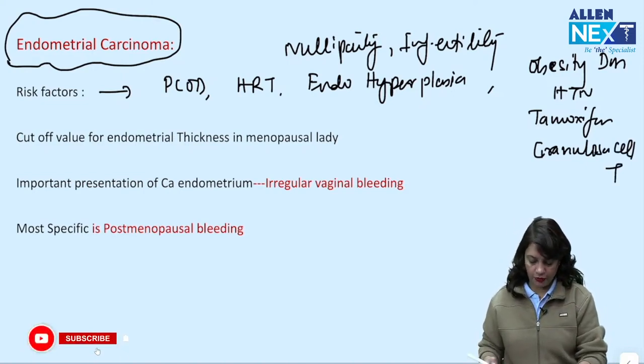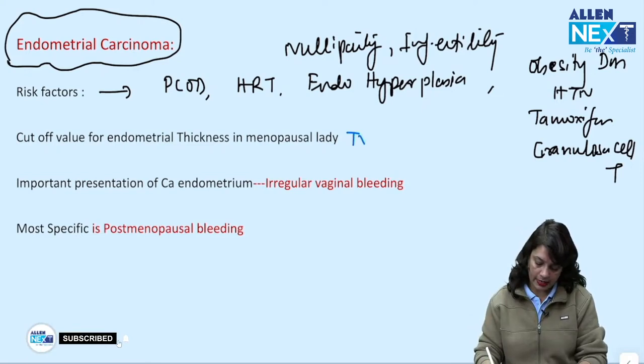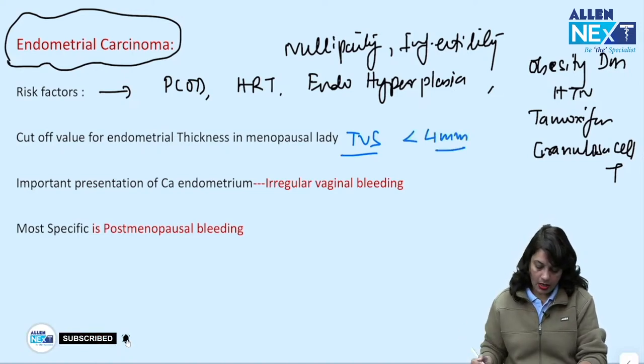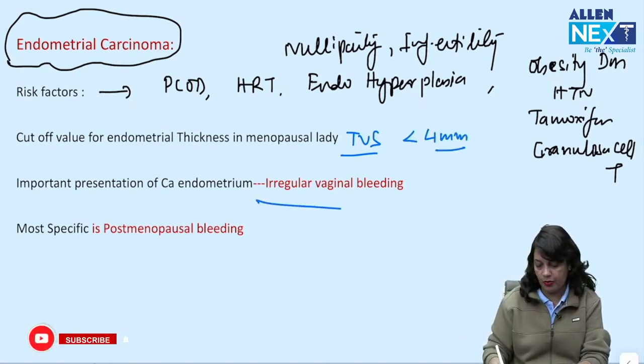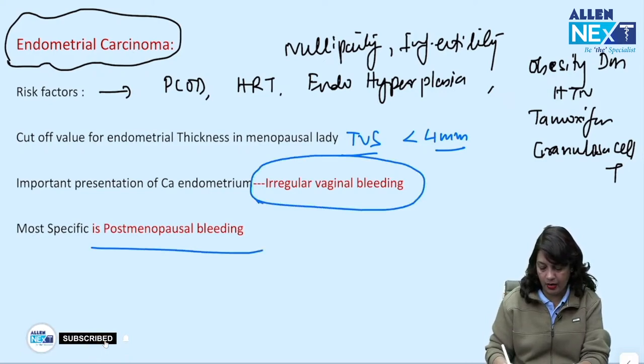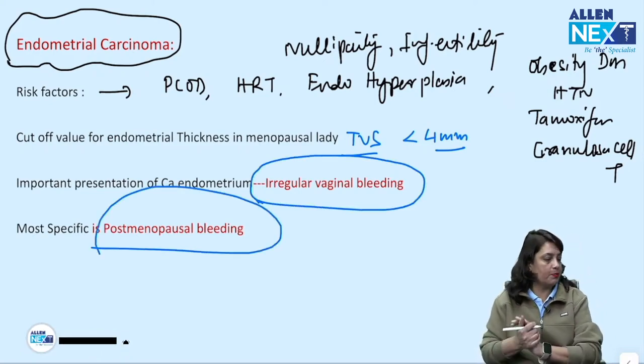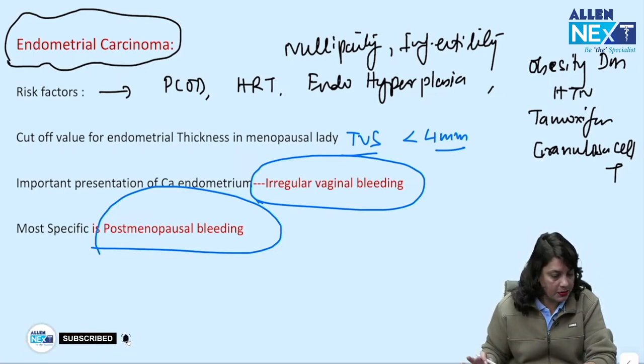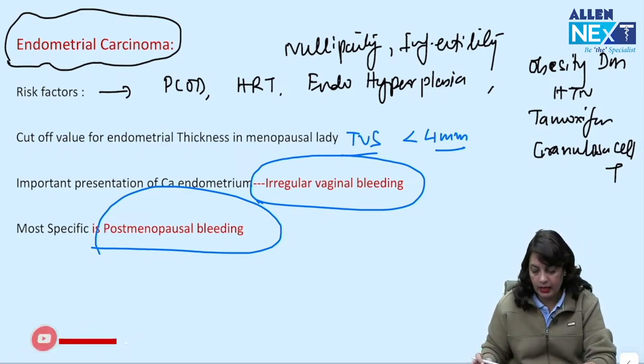What is the cutoff value for endometrial thickness in a menopausal lady? Endometrial thickness, you check it on transvaginal scan. It should be less than 4 mm. Important presentation of cancer endometrium is irregular vaginal bleeding, but most specific is post-menopausal bleeding.